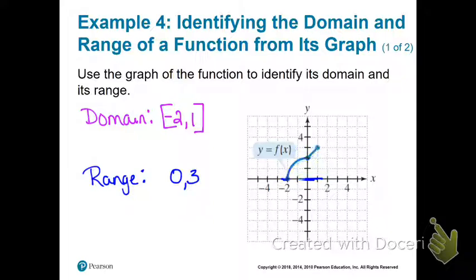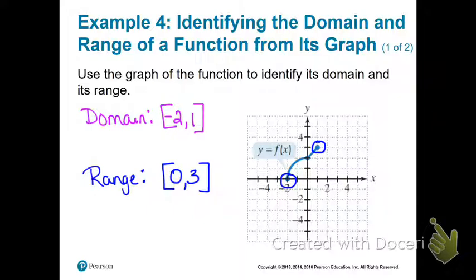Alright, so when y is 0, we notice that it's a closed circle, so it's going to be a bracket. And when y is 3, we notice it's also a closed circle, so it's going to be a bracket as well. And so there is our domain and range for this graph.